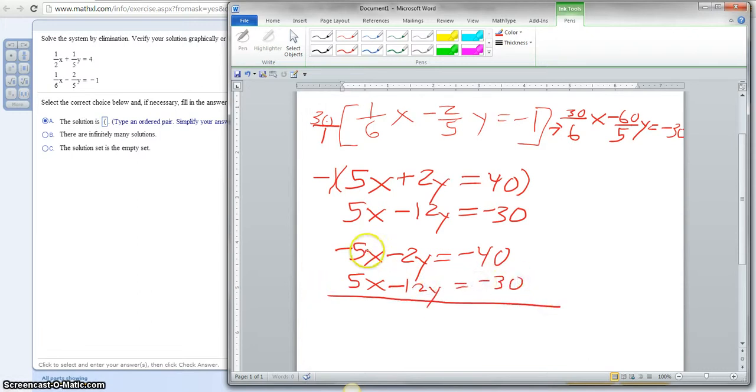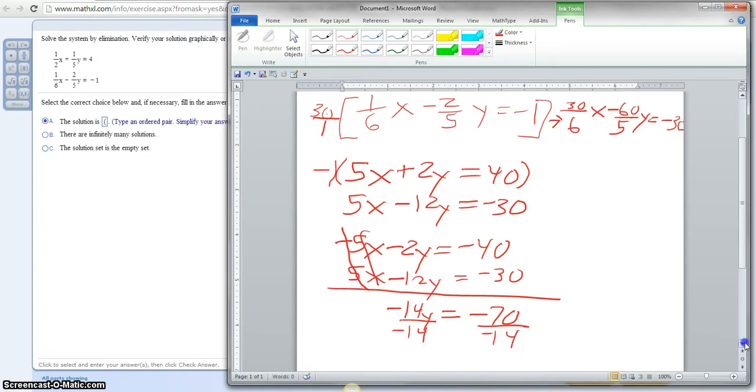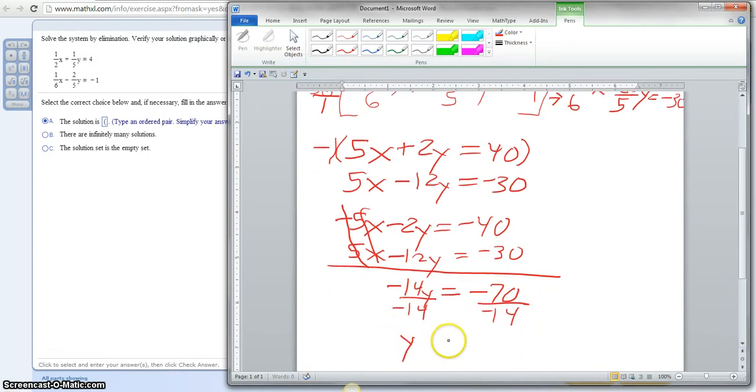Now I will add the two equations together. This negative 5x and this positive 5x cancel out to 0. Negative 2y minus 12y is a negative 14y. And it equals negative 40 minus 30, which is a negative 70. We divide each side by negative 14. And we will have y is equal to 5. So that is our y value.